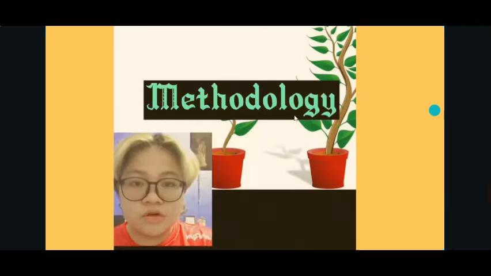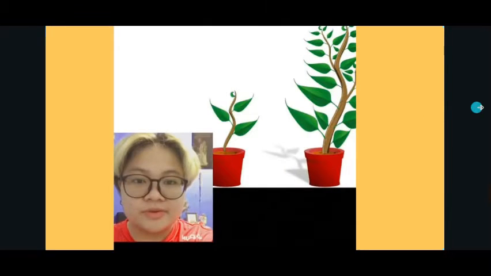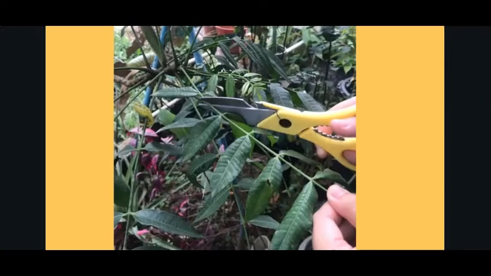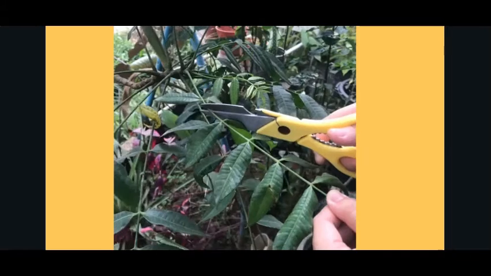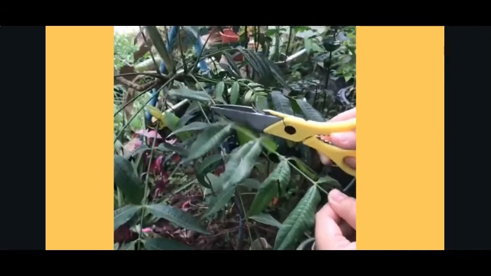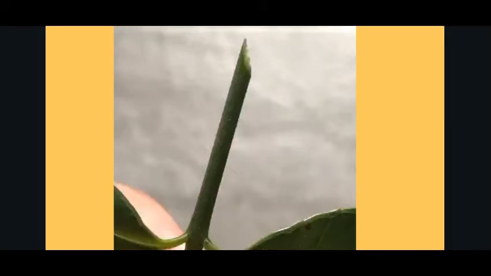Now I will talk about the methodology of our experiment. Firstly, a plant was obtained and about 5 internodes of the stem consisting of leaves were counted. The stem with leaves was cut slightly tilted. Then, steps 1 and 2 were repeated 9 more times so that the total number of stems obtained was 10. After that, 10 flasks were prepared.